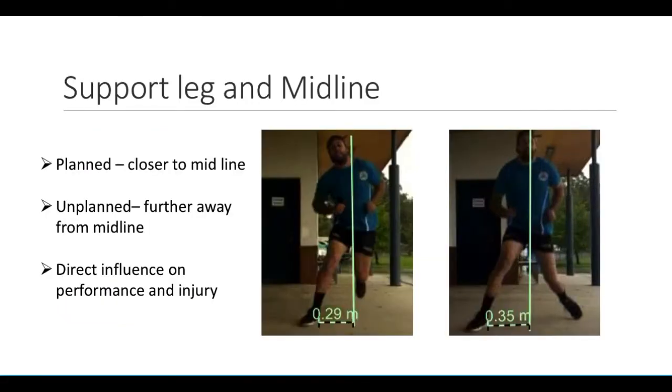In a comparison between his planned and unplanned side step, you can also see there is a difference in distance from the support leg and the midline of his body. In his planned step, his support leg is closer to the midline of his body, whereas his unplanned step shows that his support leg is further outside the body. This will have an impact on performance and accelerating out of the step, but also could contribute towards injury.